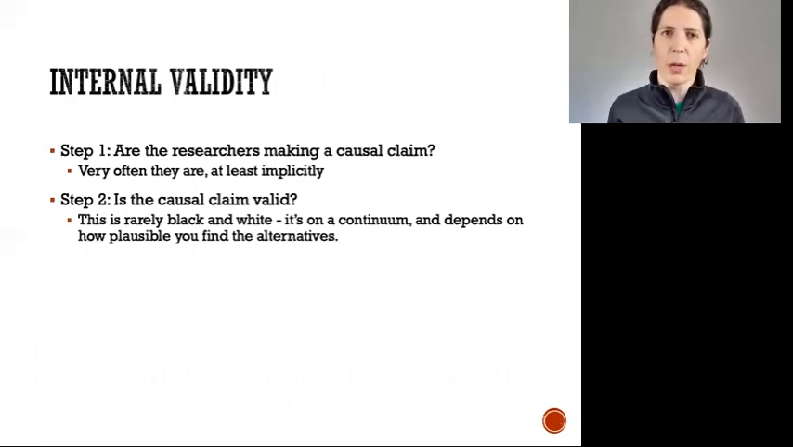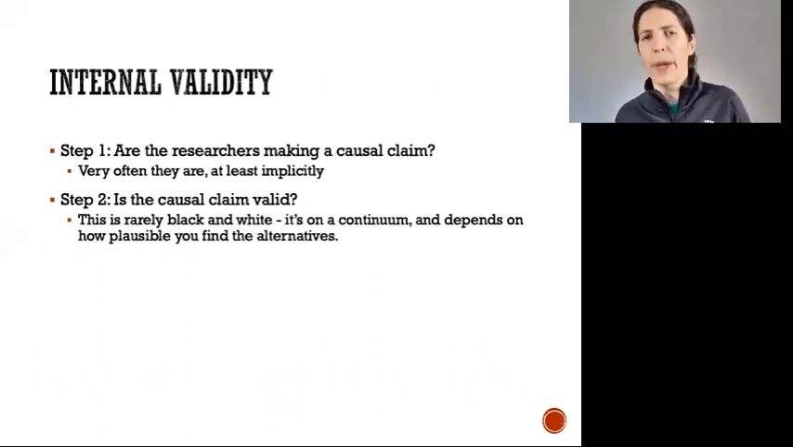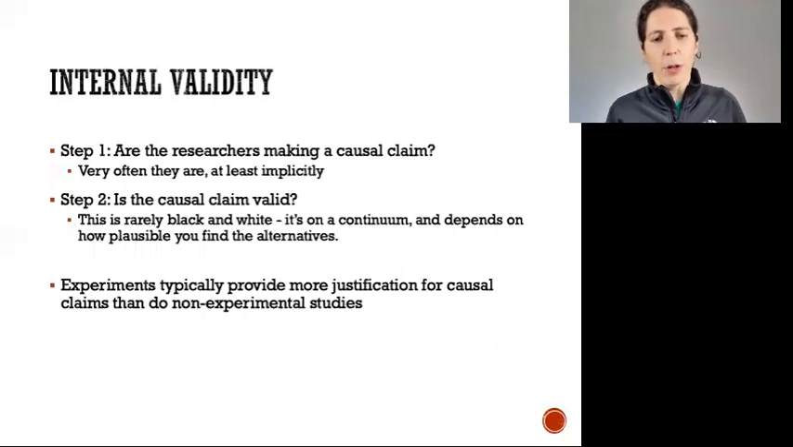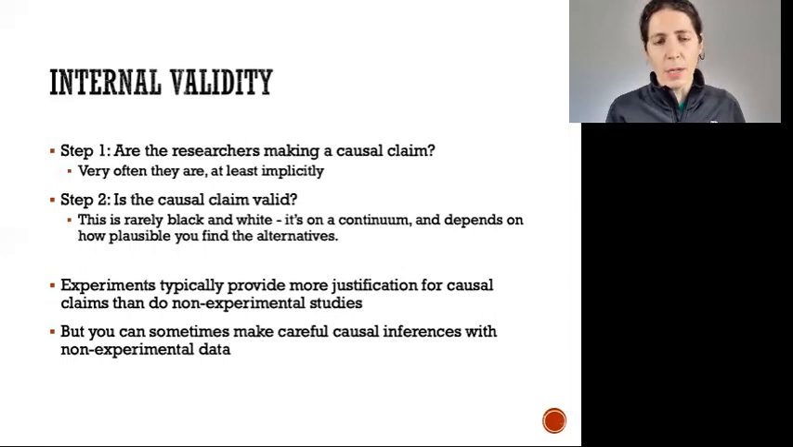So in the case of an experiment, could there have been confounds or demand characteristics or selective attrition? In the case of a non-experimental study, are there third variables that are likely or plausible, or could reverse causality be at play? Experiments typically provide more justification for causal claims than do non-experimental studies, but you can sometimes make careful causal inferences from non-experimental data.